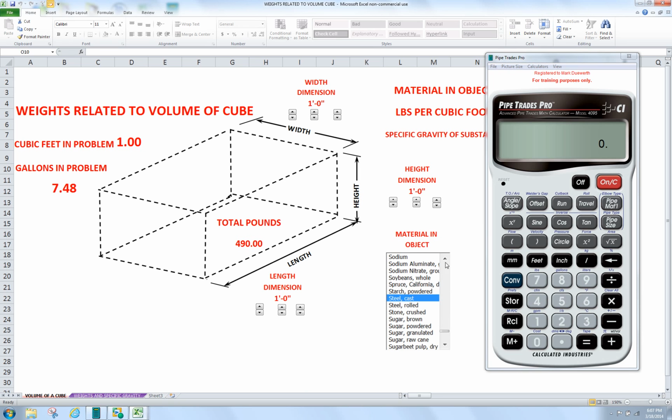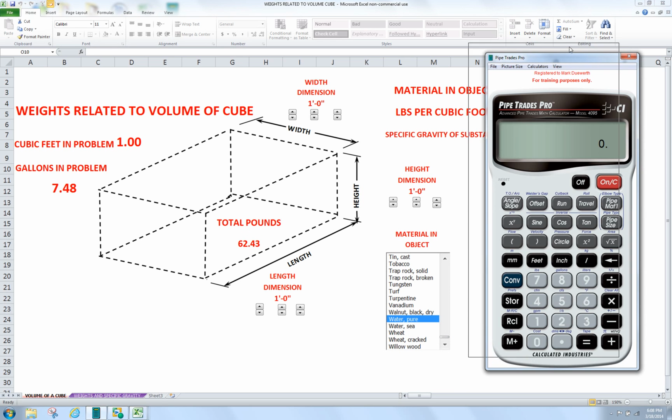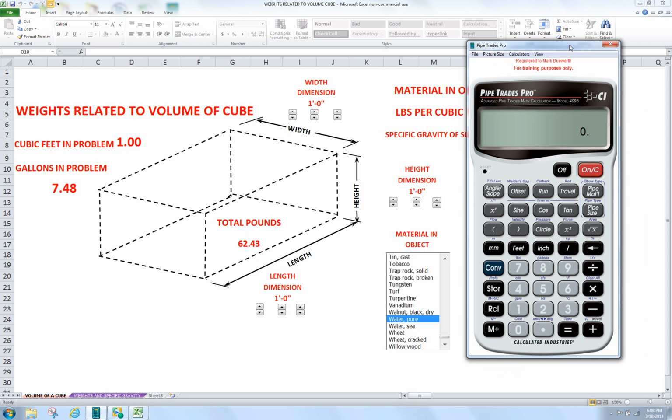And then we're going to go to our spin controls. We're going to find water. Water pure. And it says 62.43. The Pipetrades Pro is set up for water. It's a pipefitter calculator. Pipefitters deal with water. So what I'm going to do is convert clear.